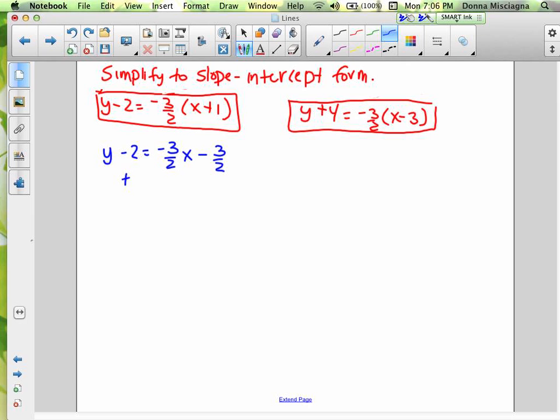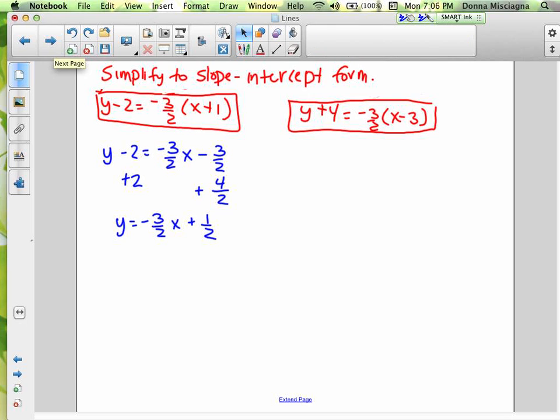Now we want to solve for y, so we're going to add 2 to both sides, but we do need a denominator of 2 on the right-hand side, right? So 2 is the same as 4/2. So that gives us y equals -3/2 x. -3/2 plus 4/2 would be plus 1/2. So this is the equation in slope-intercept form.